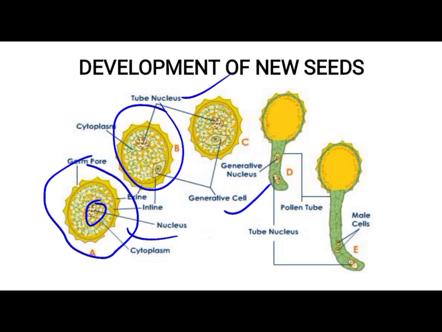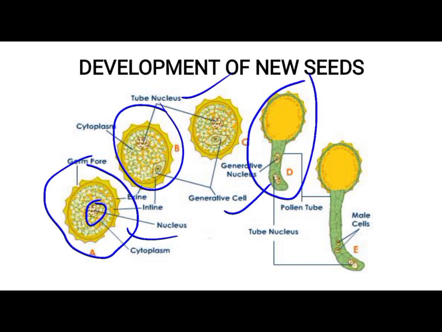So when the pollen grain begins to absorb the nectar, it will then break and begin to grow a tube.